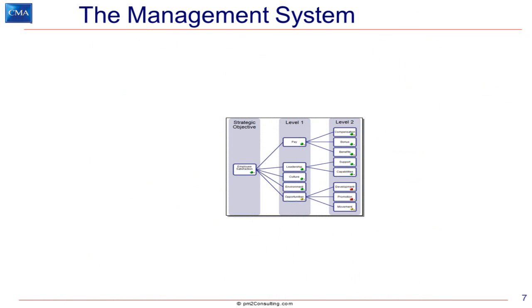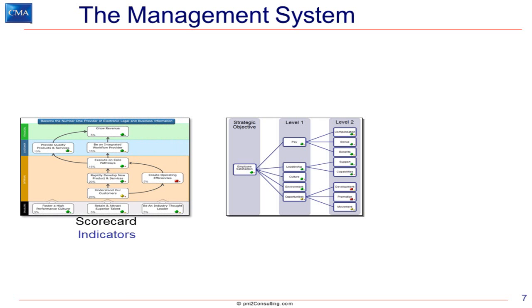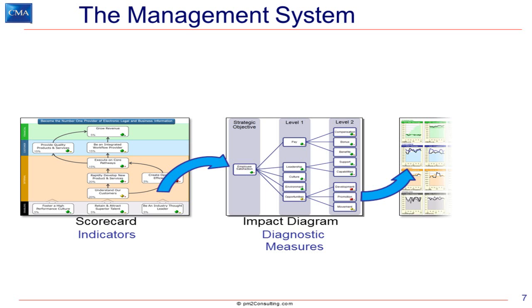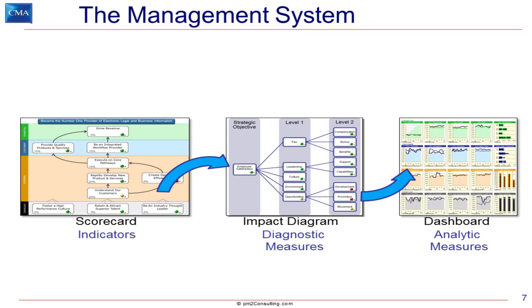The way it fits in the management system is the strategy map captures the scorecard and uses indicators. Then we're going to drill into things like an impact diagram or a heat diagram that provides those diagnostic metrics, and those will drill deeper into things like dashboards where we have the analytic measures.